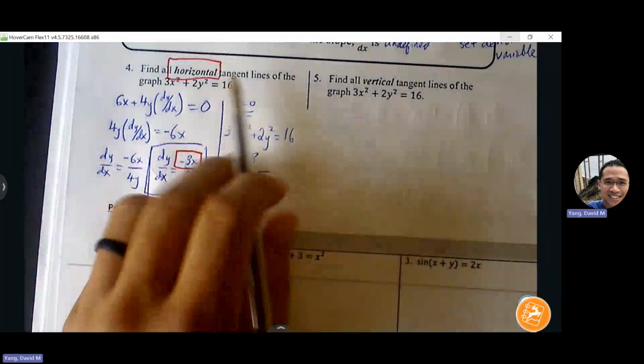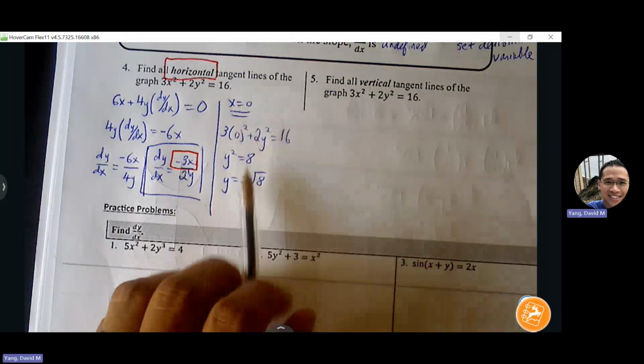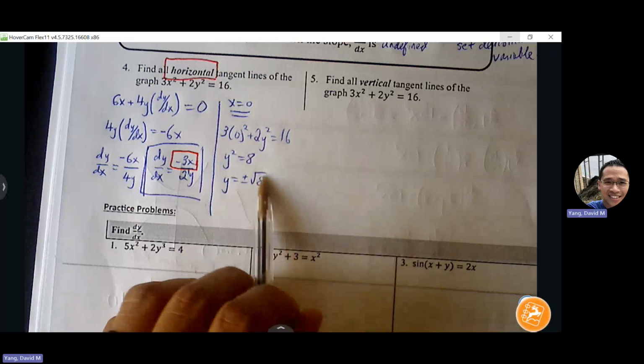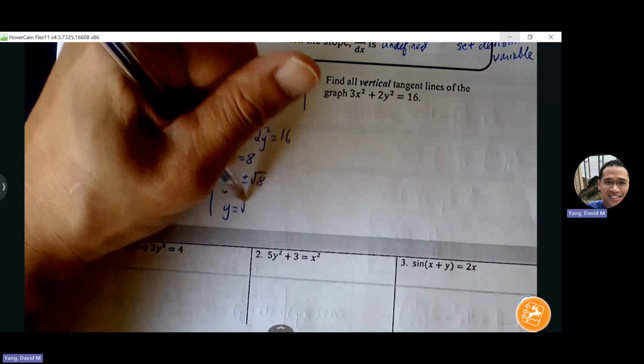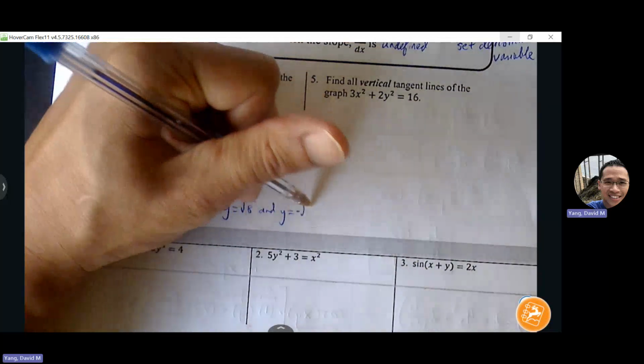So it's asking for horizontal tangent lines. So the ordered pairs will be (0, √8) and (0, -√8). But if I want horizontal tangents, then I'm going to create the equations of those lines. And my equations will be y is equal to √8 and y is equal to -√8.